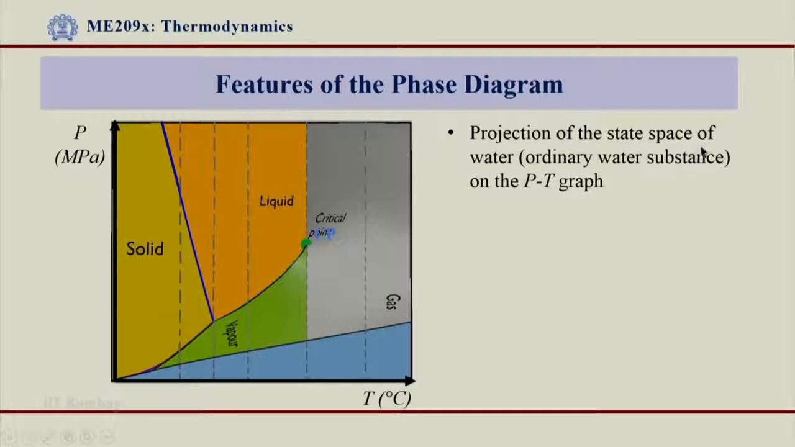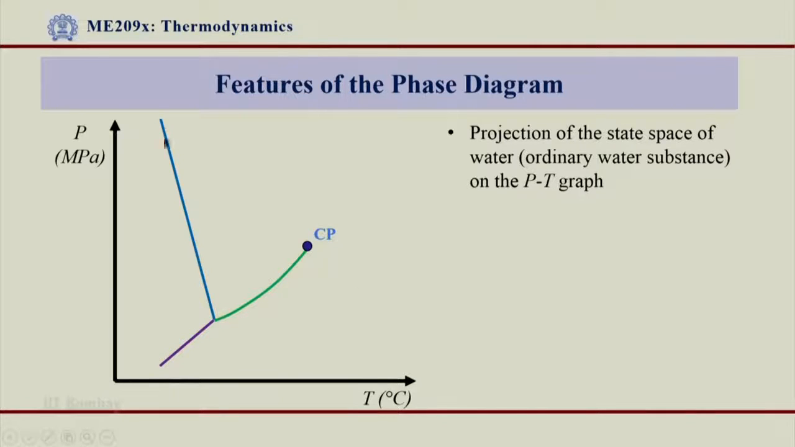So, projection of the state space of water on the PT graph, that is what we are seeing here. What you see here are all the phase transition lines: the solid to liquid phase transition line, the liquid to vapor phase transition line and the solid to vapor phase transition line. We will concentrate more on these 3 different phase transition lines now, and therefore, I can remove all the colored part and concentrate only on this Y that you can see from here.